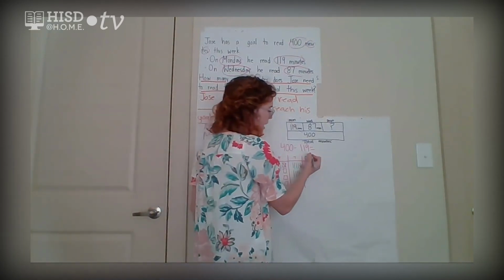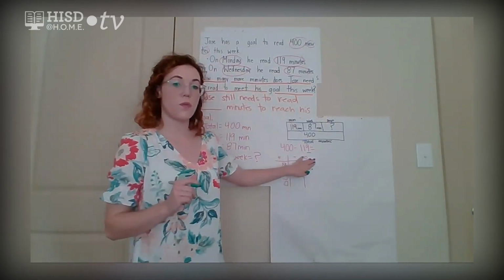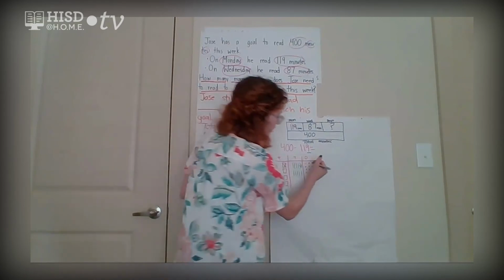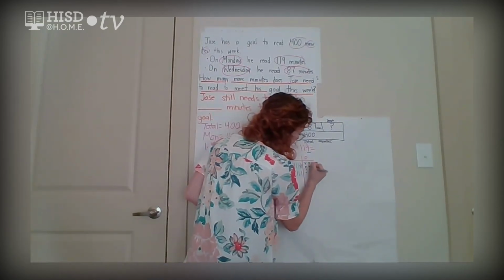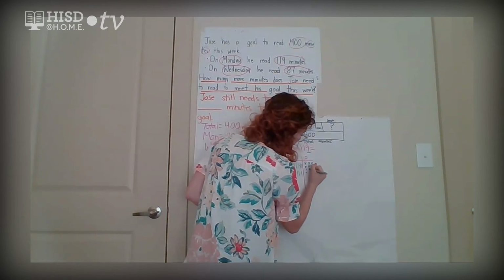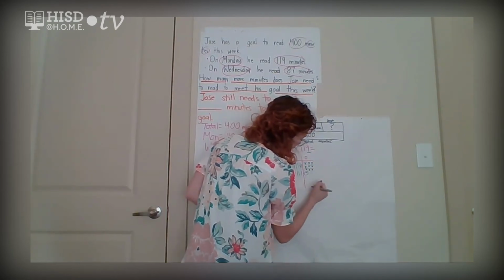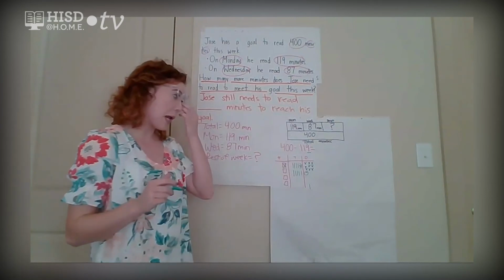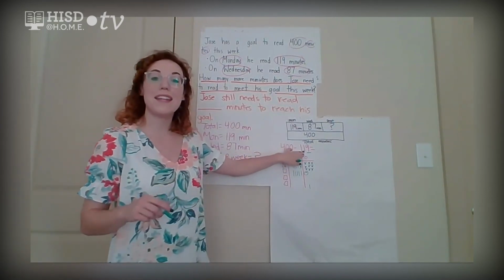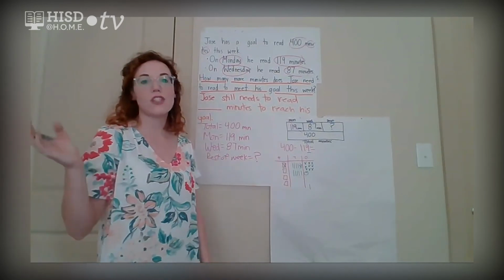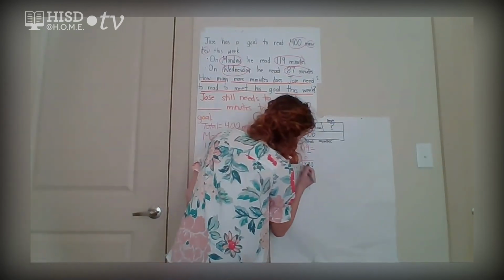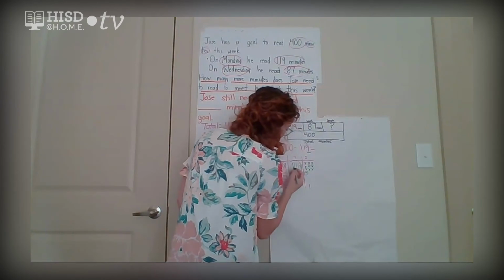I see I need to subtract 9 ones away from the 10 ones I have. 1, 2, 3, 4, 5, 6, 7, 8, 9. I have 1 left. Now I need to take 1 ten away from the 9 tens I have right here. That should be easy. Let's cross one more of them out. Circle what I have left.